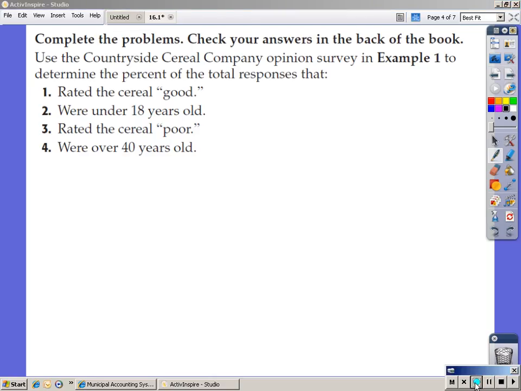All right, let's go ahead. Let's look at problems 1, 2, 3, and 4. Number 1 says, they rated the cereal good. So looking at my table, it tells me that 348 out of 2,600 rated it good.